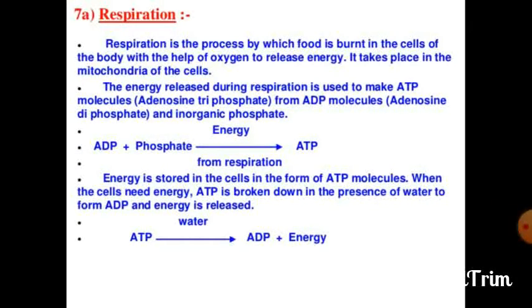Our next life process is respiration. Respiration is the process by which food is burnt in the cells of the body with the help of oxygen to release energy. What is the form of the energy? You have read in class 10th, we require the energy in the form of ATP, adenosine triphosphate. This is the energy currency of the cell.